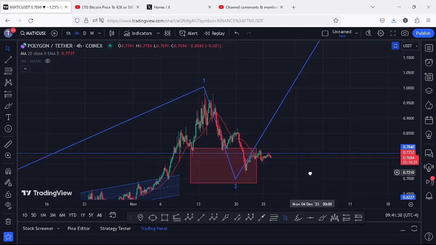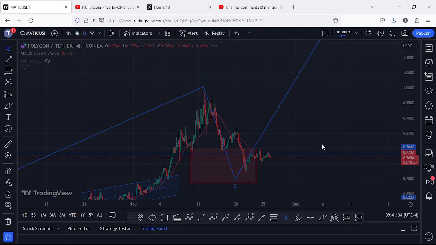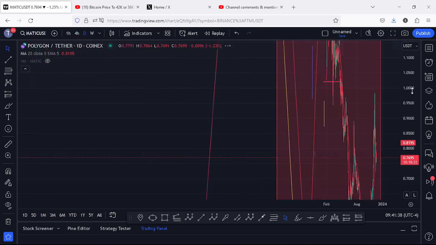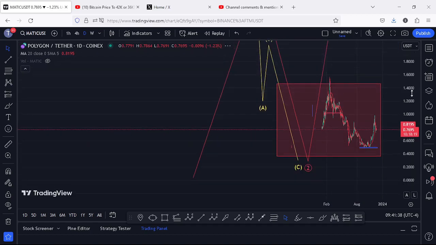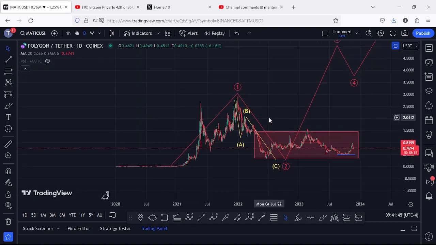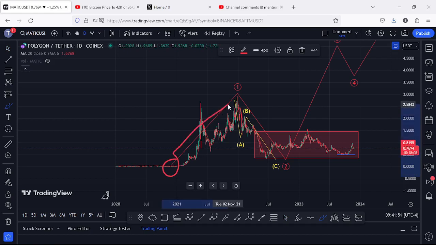$0.6865 mark. And jumping to the daily chart to now give you my long-term Elliot wave analysis that I'm expecting to play out once the bull market is here. If I zoom out on the daily chart, you can see that back in 2020, Matic gave us this slowdown here before we saw that impulsive move taking us to all-time highs above the $2.9 mark, completing the formation of this Elliot wave count 1 to the upper side.